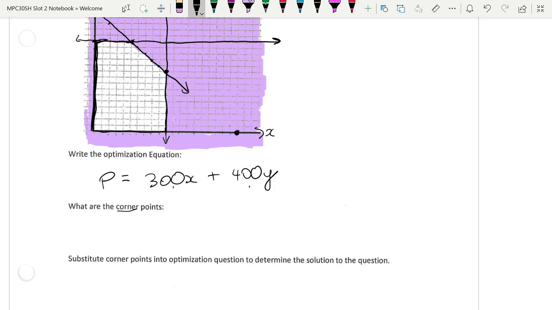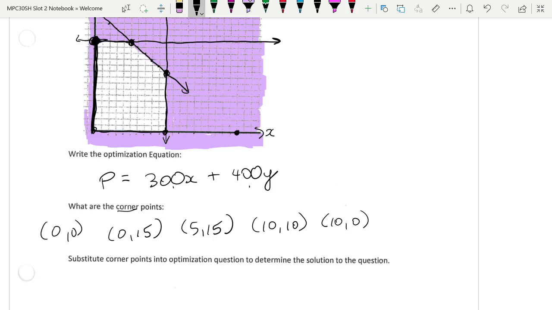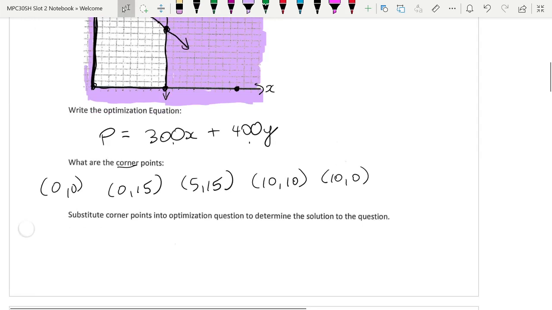But anyway, what are the corner points? Well, one of the corner points is 0, 15, right? That's this guy up here. 5, 15, that's this guy here. 10, 10, that's this guy here. Obviously, 0, 0 is a corner, but I think it's fairly safe to assume that would be the worst of the profit. You'd have a profit of 0. And this guy here at the bottom is 10, 0. Now, we were able to say that when it comes to these points, I'm going to write them again.